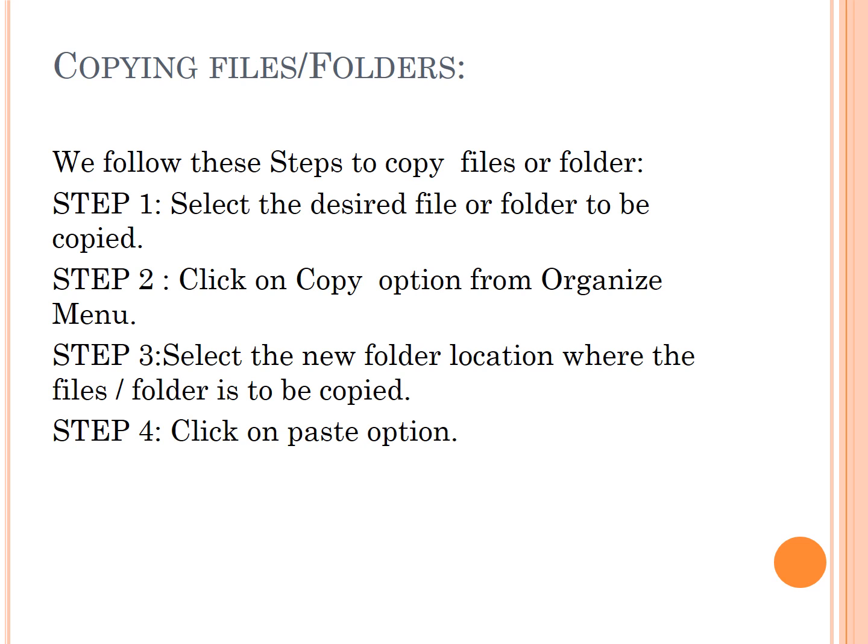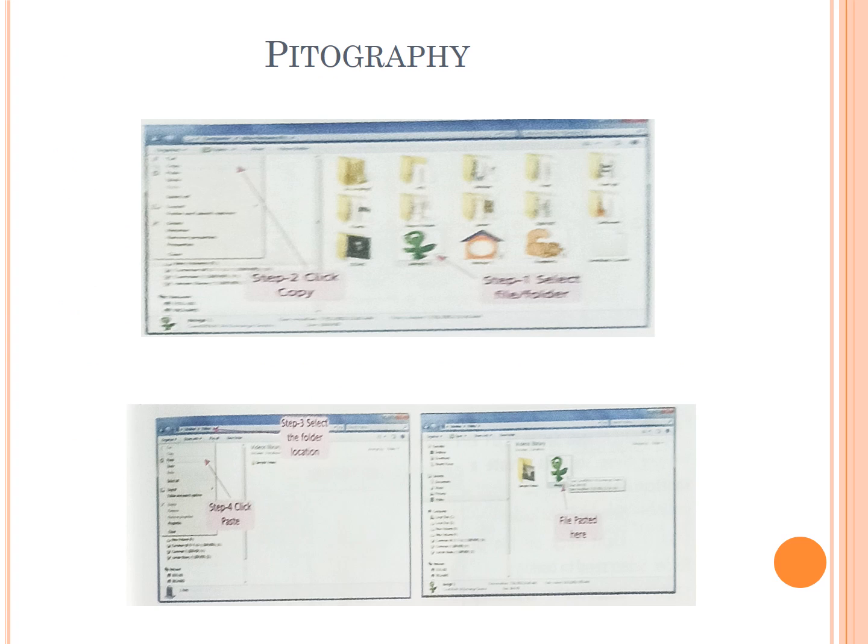This option is given in the next slides. With the help of pictures, we will do this option. This is a pictorial view of copying a file. Step 1, select the folder or the file which you want to copy. Step 2, click Copy from the Organize menu. Now step 3 will help us to select the location where the folder is to be copied, and step 4 is to click on Paste.